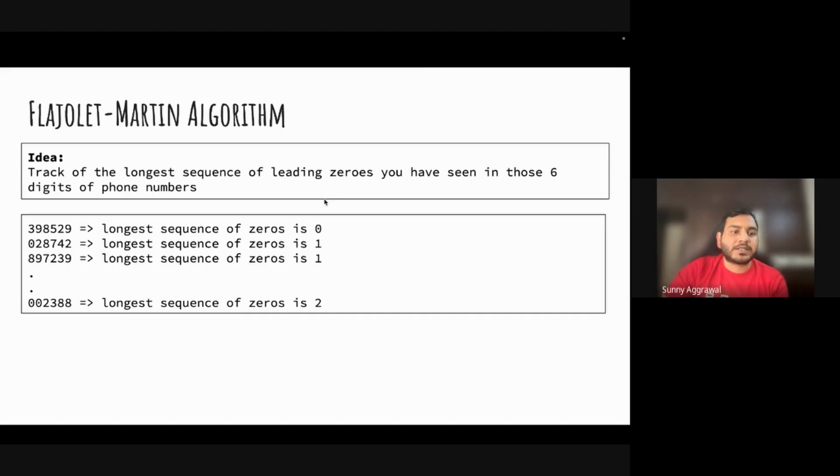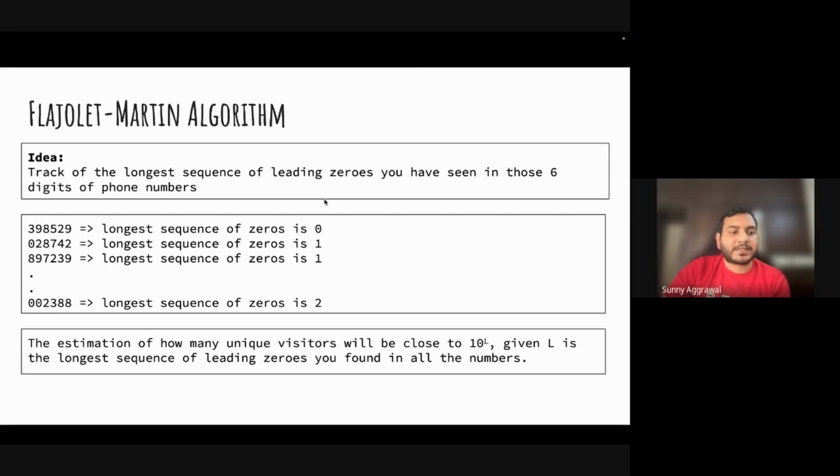If my last 6 digits of the phone number are these, in the first case, there's no zero. So my answer is 0. In the second case, I've seen 1 zero. Third case, till the third case, I've seen 1 zero. That is the largest. And let's say till the end, your longest sequence of zeros is 2. Then this algorithm simply says that approximately I have seen 10 to the power X number of people, and that is my estimation. So for a large data set, this will perform much better. And this you can do with your finger counting. So this is one of the basic ideas of the algorithm.